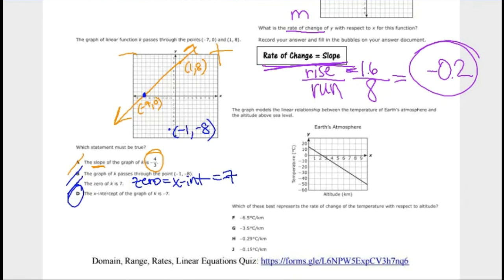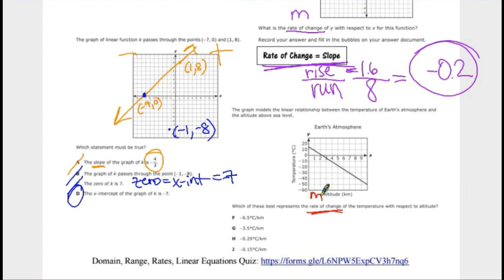Okay, our last question for this session says the graph models the linear relationship between the temperature of Earth's atmosphere and altitude above sea level. Which of these best represents the rate of change of the temperature with respect to altitude? So take a moment, guys. It's our last question together. I want you to think about what that word rate of change means. We've gone over a few different things today. Okay, if I'm only going to use one letter to represent rate of change, what is that? Say it out loud. What letter represents rate of change?